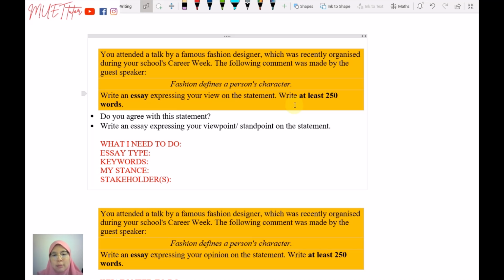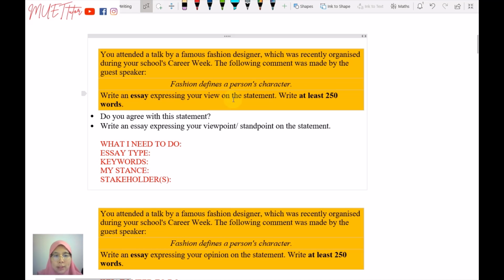And knowing which type of essay you're going to do will help you determine 1, your purpose, 2nd, style of writing, and 3rd, how you organize your ideas later on. So how do we know which type to use? For question 1 here, when we look at the last line here, they ask for our view on the statement.